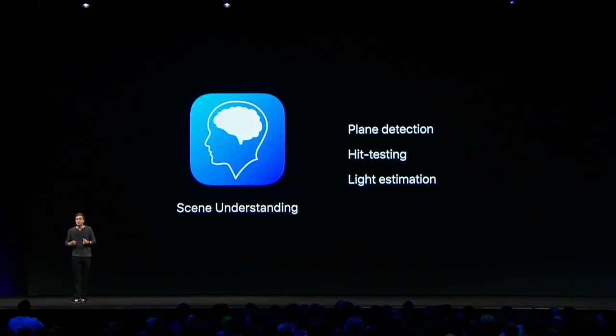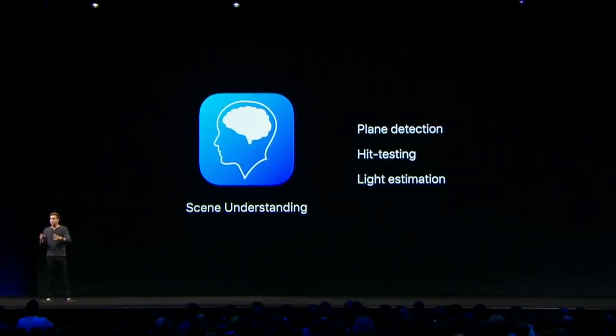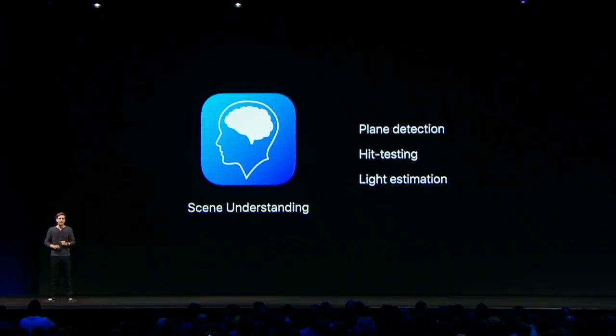In order to place your virtual objects, we provide hit testing functionality. So this is getting an intersection with the real-world topology so that you can place your virtual object in the physical world. And last, scene understanding provides light estimation. So light estimation is used to render or correctly light your virtual geometry to match that of the physical world. Using all of these together, you can seamlessly integrate virtual content into your physical environment.